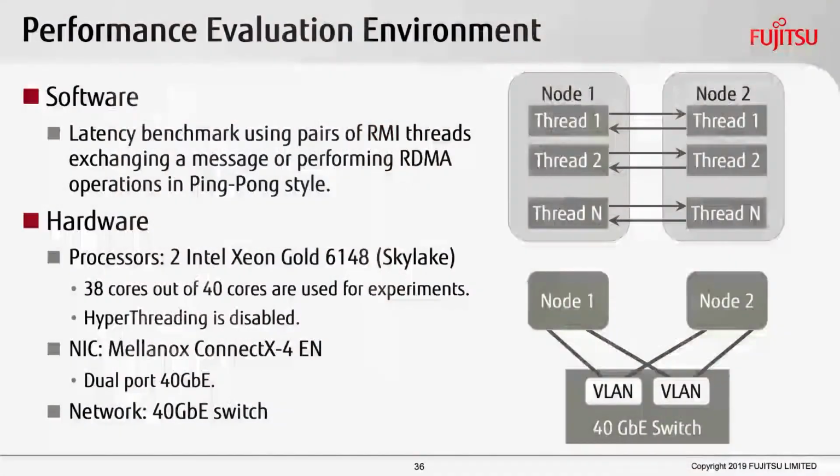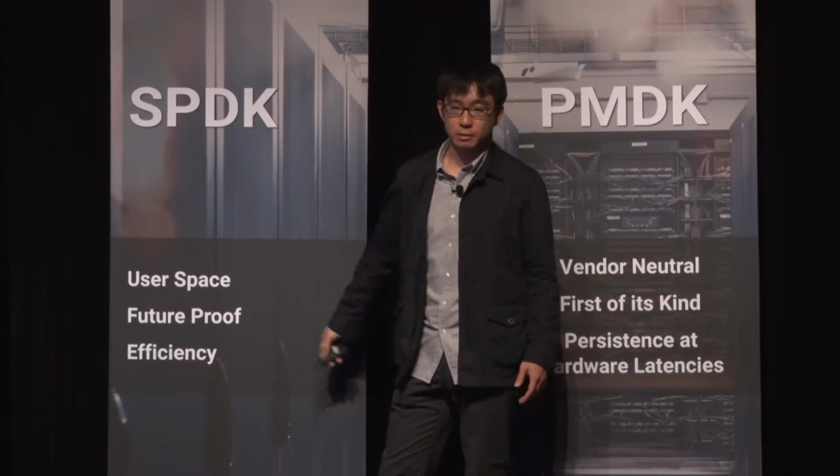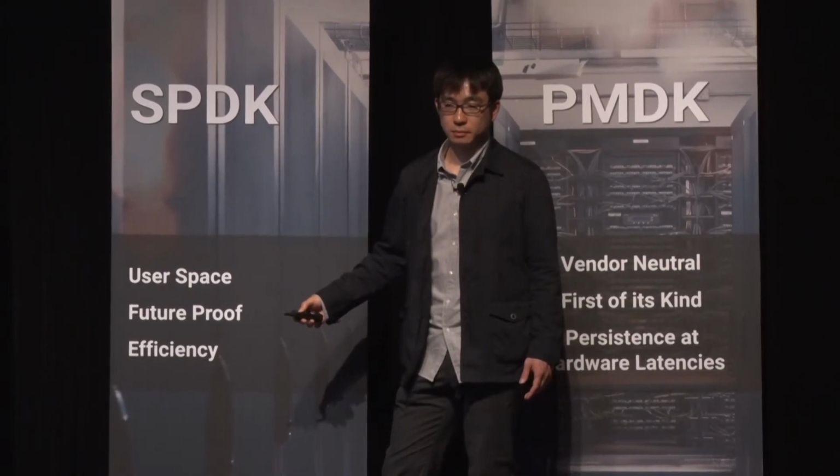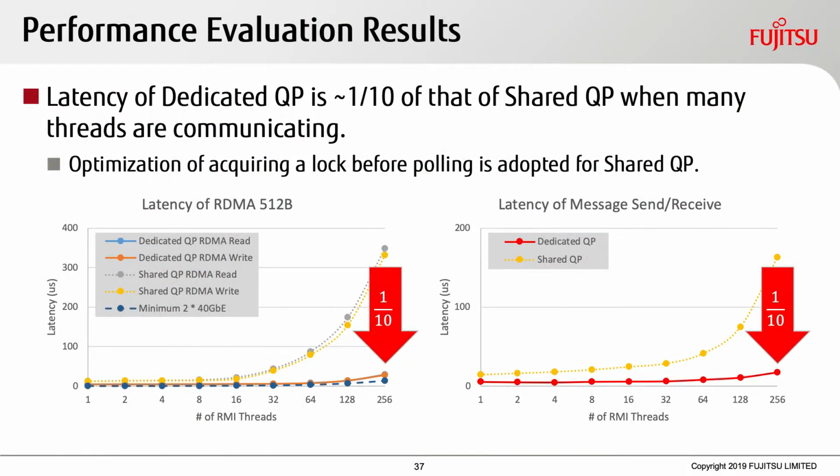This slide shows the performance evaluation result of the ping-pong benchmark. In both figures, the x-axis is the number of running RMI threads, and the y-axis is the measured ping-pong latency. We compared the latency between the shared QP model and our dedicated QP model. The result graphs show that our dedicated QP model is scalable and able to reduce the latency by 19% in both cases, RDMA read and send-receive messaging operations. We confirmed the good scalability of our shared QP model in the previous slide.